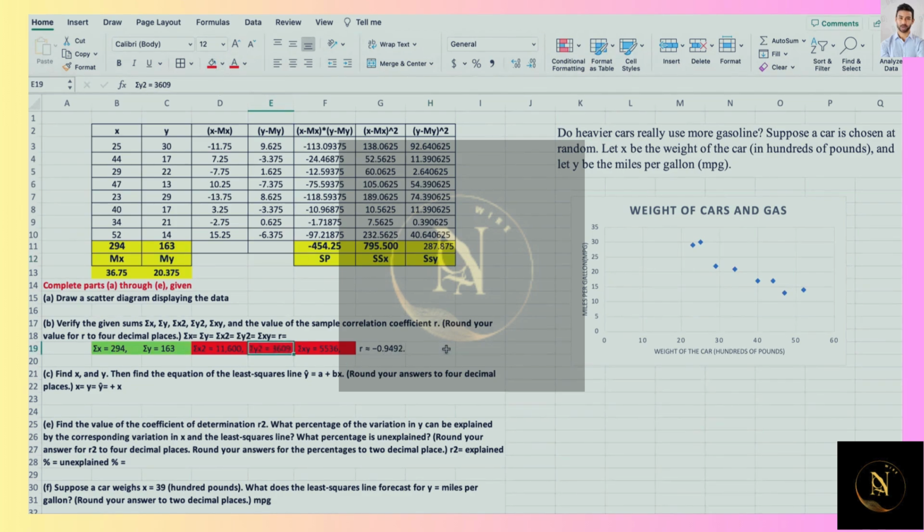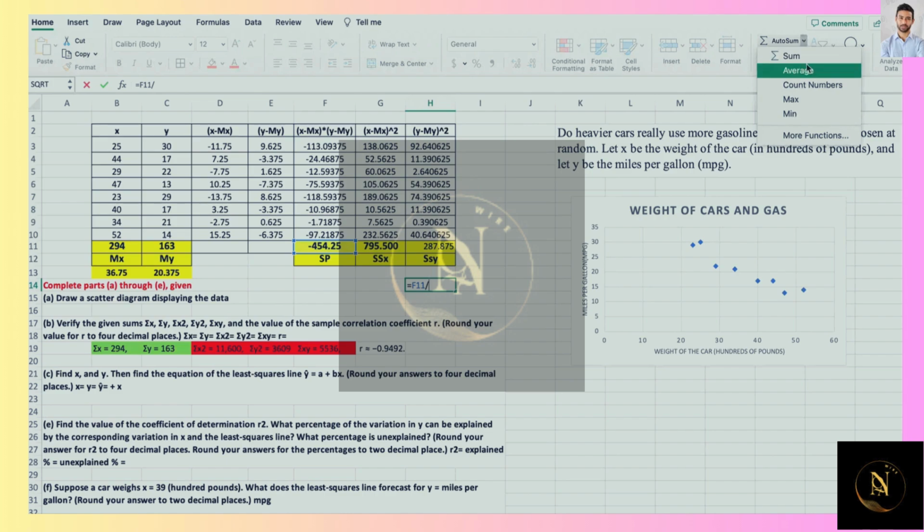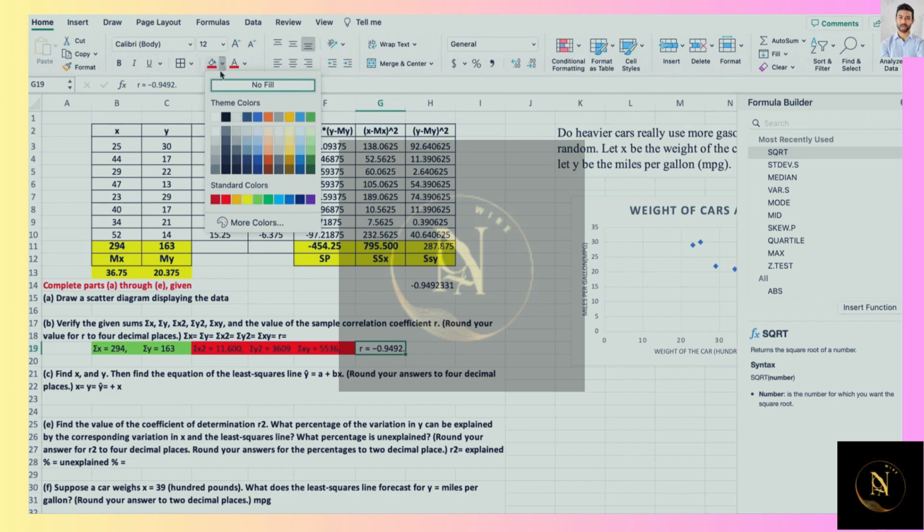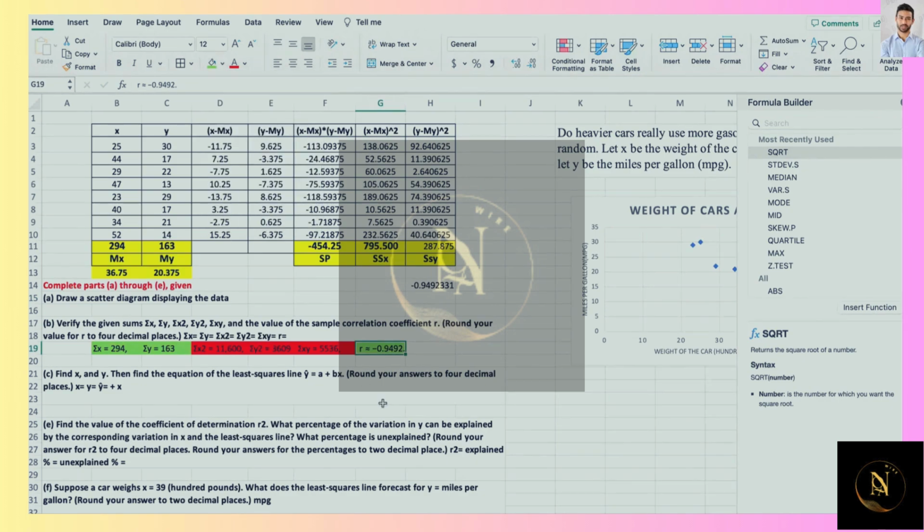And then let me calculate my correlation coefficient. To get my correlation coefficient, you're going to take the sum of the products and divide it by the square root of the sum of the squares of X times the sum of the squares of Y. And that is correct, so I'll put that in green.